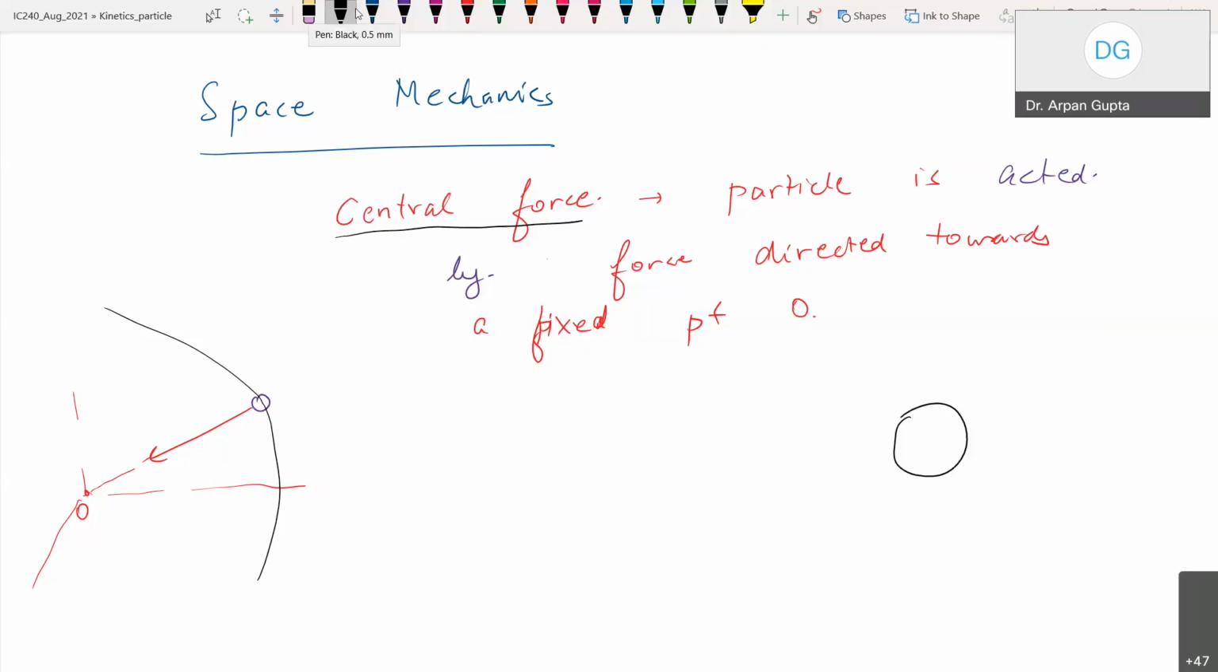So for example, if we have a planet, say Earth or some other planet, and we are talking about some satellite moving around it, then at any instant the force is always directed towards the center, the fixed point O. So this is our fixed point O.